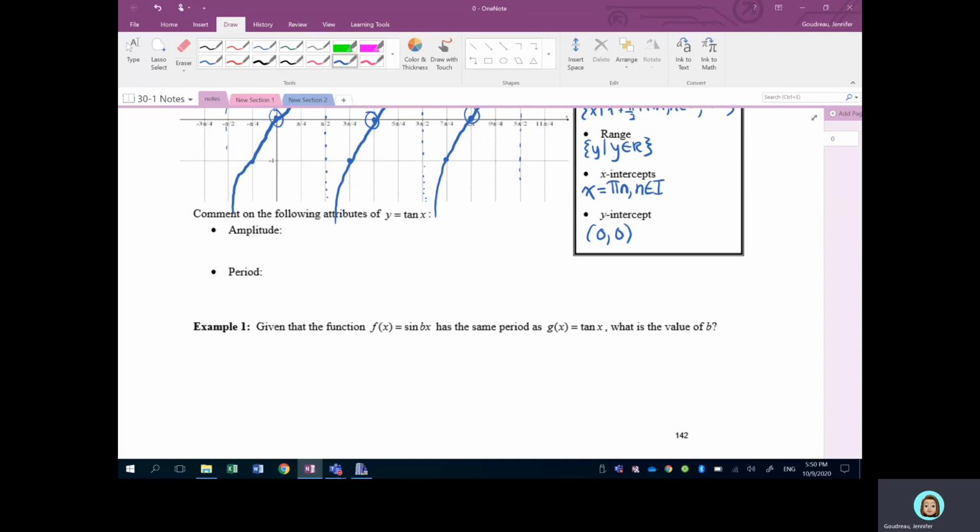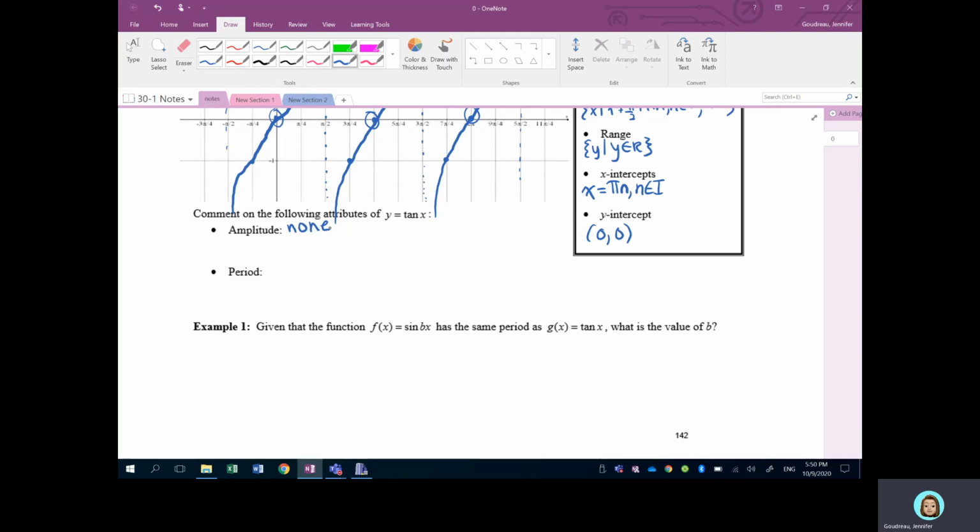So let's have a look at these two things down here. Comment on the following attributes of tangent x, and the first is amplitude. We talked about amplitude with sine and cosine, which was the distance between the midline and the maximum, or the midline and the minimum. Quite clearly, tangent does not have a maximum or a minimum. Its range is y is an element of the reals. And while it's a periodic function, it's not a wave function. So we would say none for the amplitude. It doesn't exist for tangent.